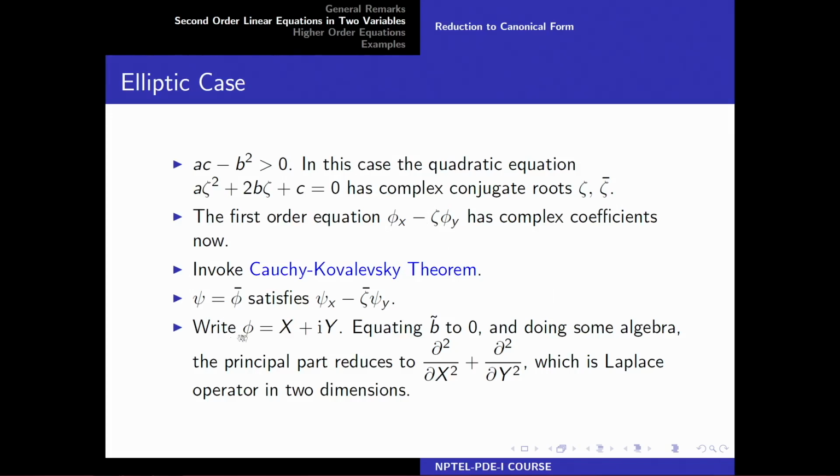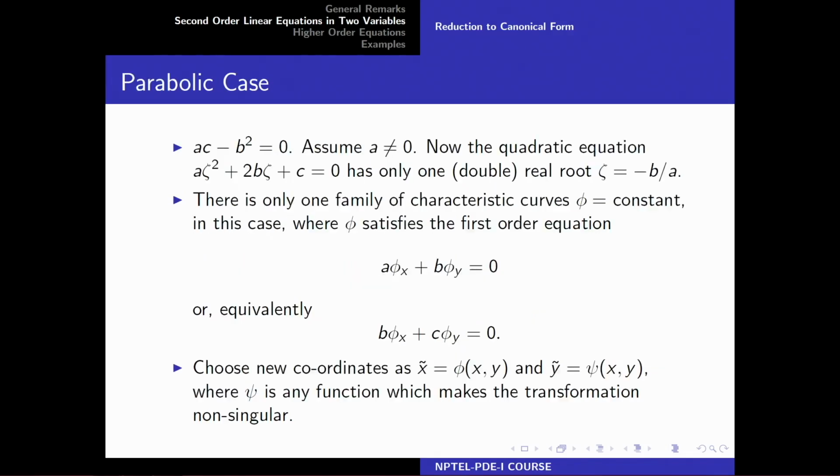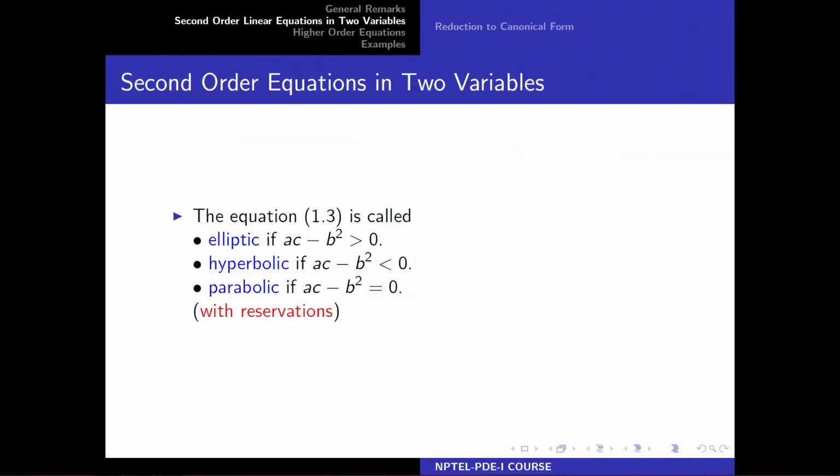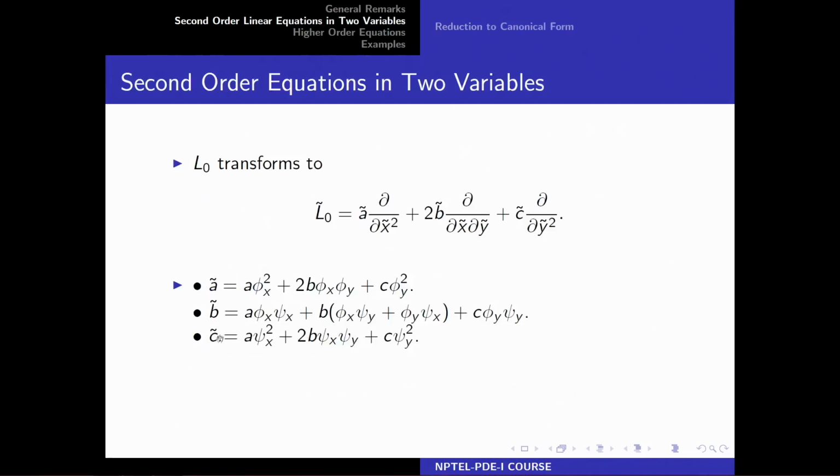Now you write this complex function phi as its real part and imaginary part, where I is square root of minus 1. Capital X and capital Y are again functions of x and y. So, we got two real functions, namely capital X and capital Y. And again you now go back to A tilde, B tilde, C tilde, which is very important, so you always pay attention to that. And now you equate B tilde to 0.